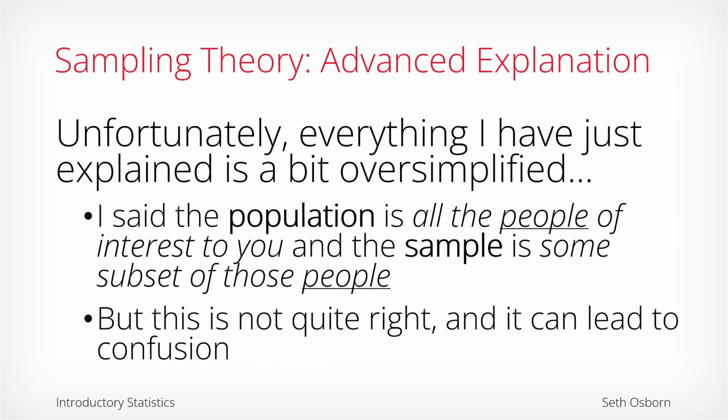Okay, so the problem is everything I've just told you is not quite true, or it's a little bit too simple. I said that the population, in the traditional explanation, is all of the people of interest to you, and the sample is some subset of those people. But it's not quite right, and it can actually lead to some confusion once you start getting into more advanced analyses.